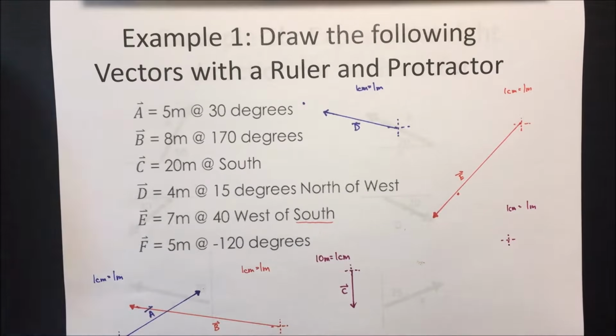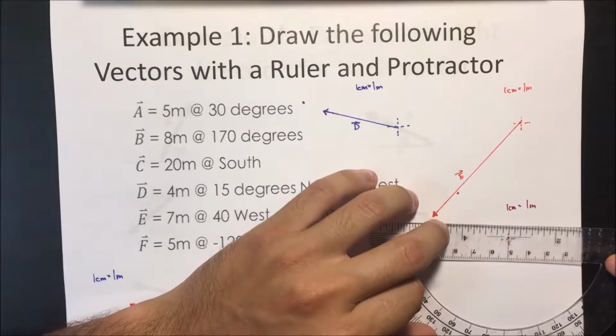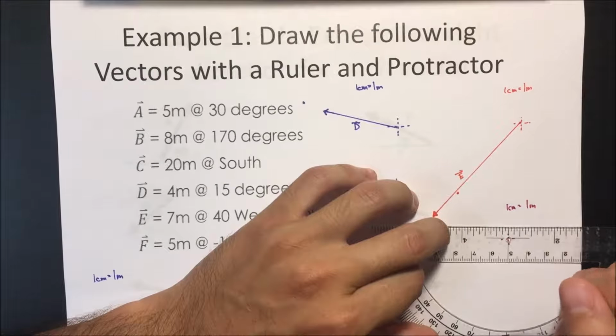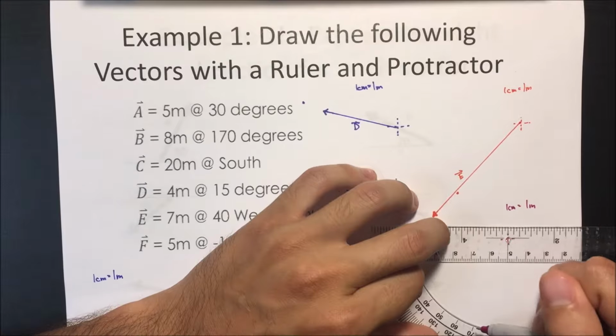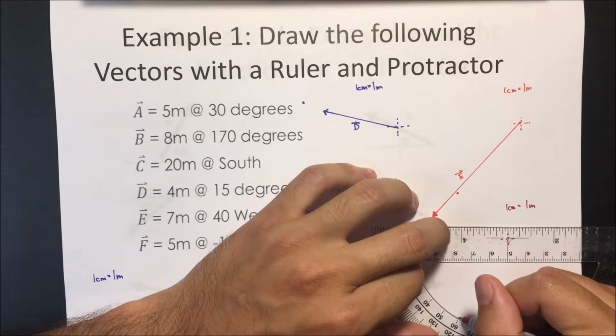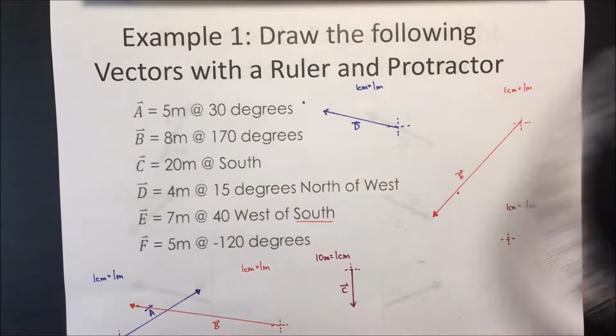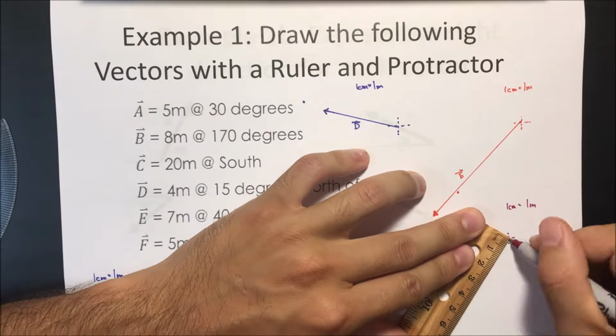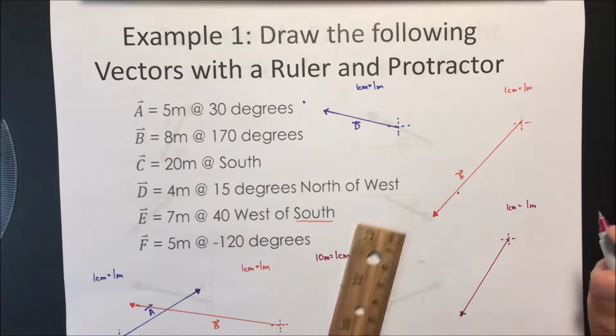So what I'm going to do, I'm just going to flip this upside down here. And this is going to be 90 degrees going directly south, but then 100, another 100, 110, 120. So I'm going to make a little dot there for my reference. Okay, and this is vector F. And that's how you draw these vectors.